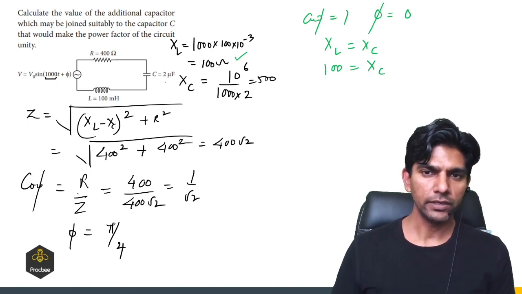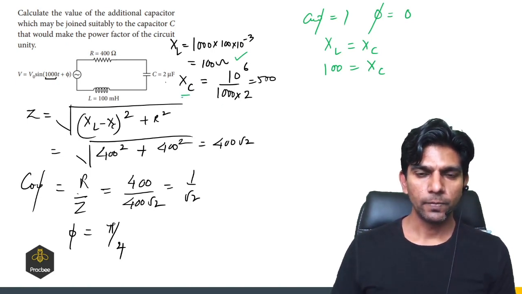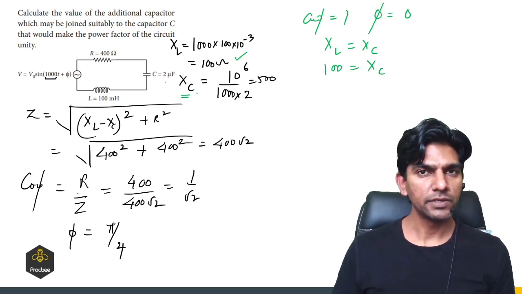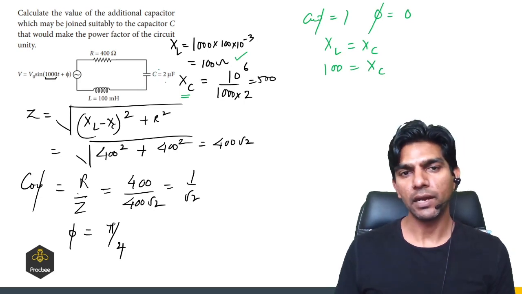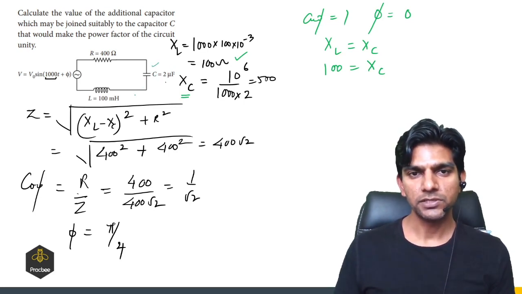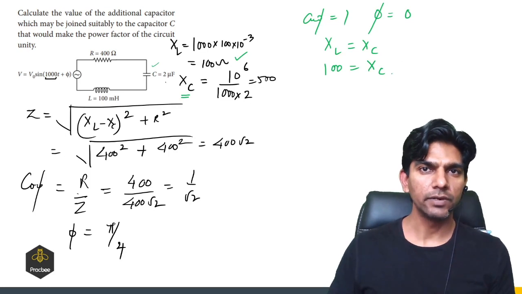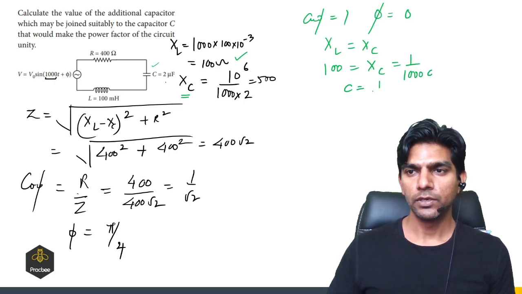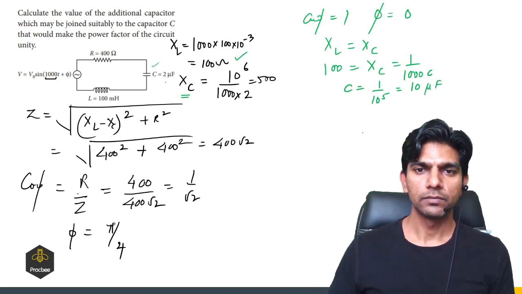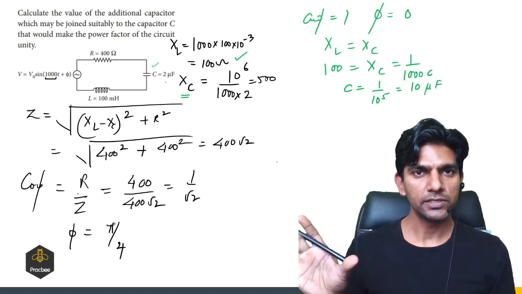And how can we do that? If you want to reduce capacitive reactance, we have to increase capacitance. And how can we increase capacitance? By connecting a capacitor in parallel. So we can add some capacitor in parallel. So let us find what the equivalent capacitance is. So it will be 1 by 1000 times C. So C will be 1 upon 10 raised to power 5. So I can say this will be 10 microfarad. So that is the equivalent capacitance required.